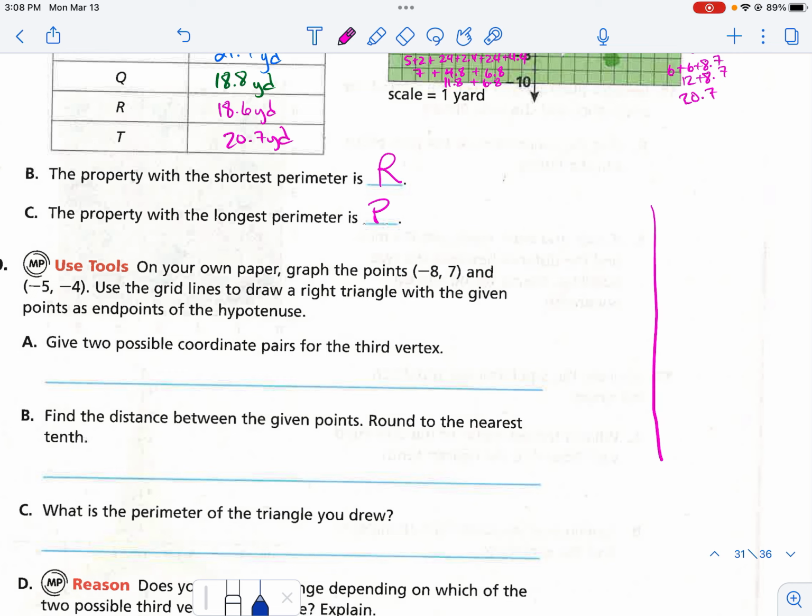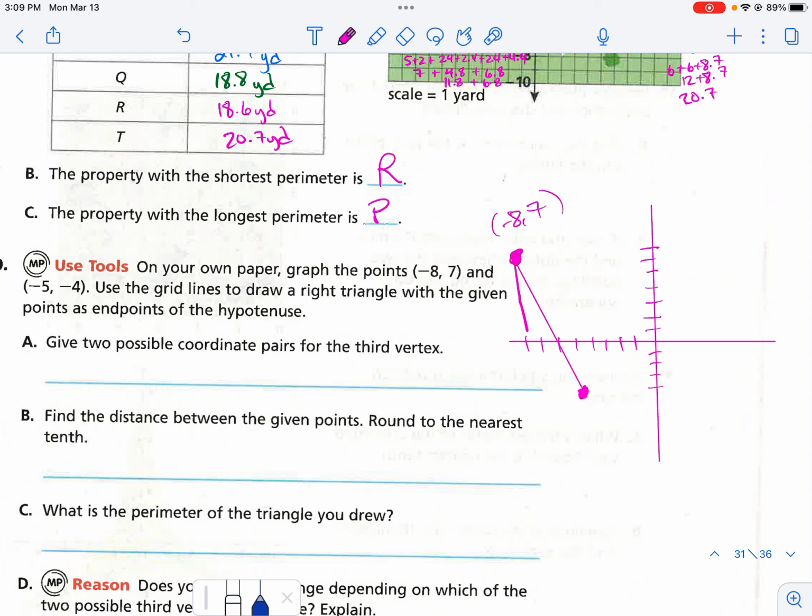-8. Okay, so 1, 2, 3, 5, 6, 7, 8, and 1, 2, 3, 4, 5, 6, 7. So -8, 7. Is that in the right spot? I'm hoping. Okay, and then -5. 1, 2, 3, 4. 1, 2, 3, 4, 5, and -4. I hope that looks about right.